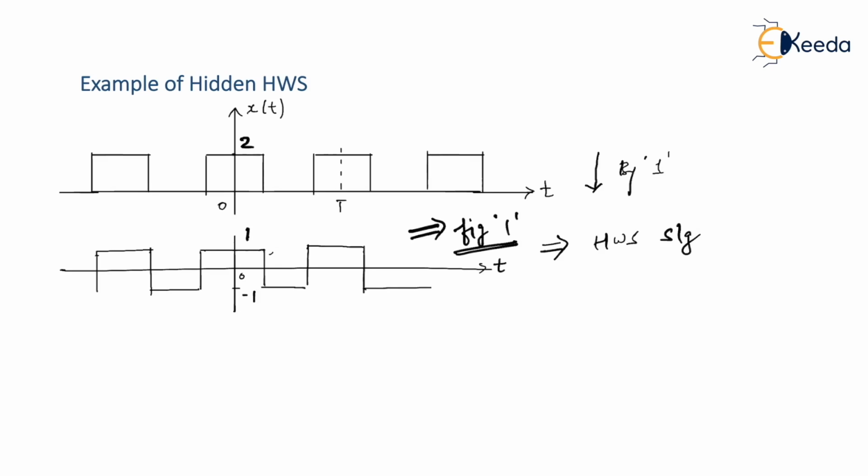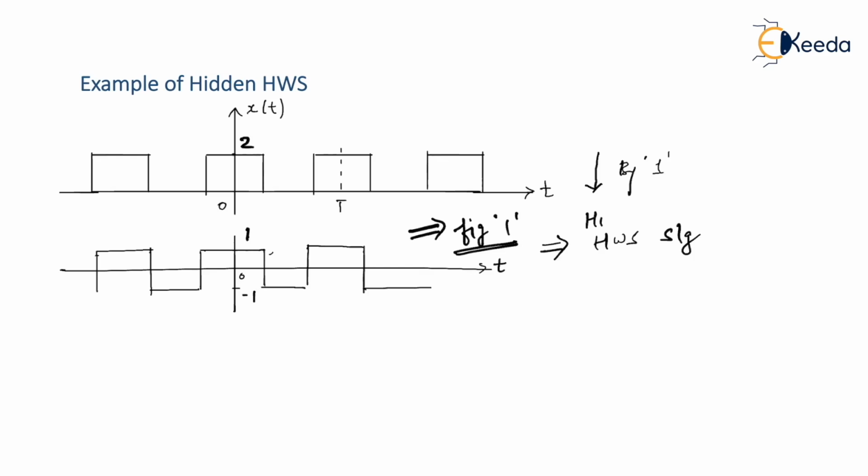No, half wave symmetry was hidden. What I did is I subtracted 1 from the given signal, because of which, after lowering the amplitude by 1 unit, it became a half wave symmetric signal. So I cannot call this signal a half wave symmetric signal. I should say it is a hidden half wave symmetric signal.